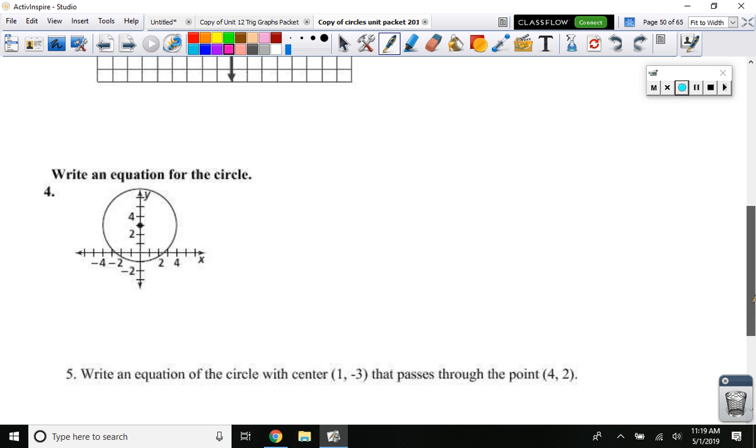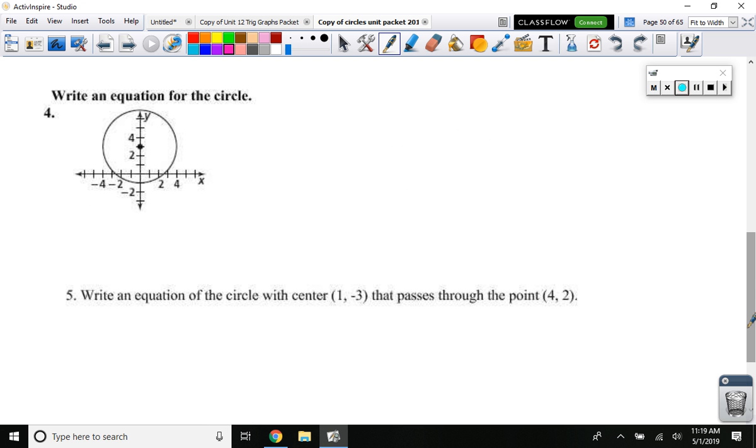All right, how about this one? Write an equation of a circle. Well, again, what do I need to know? The radius and the center. If I can find the radius and the center, I'm good to go. Well, the center is 0, 3. And the radius is 5.